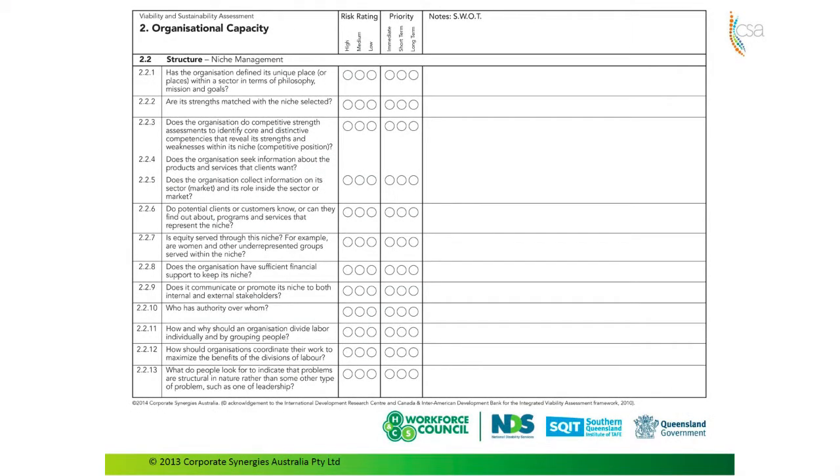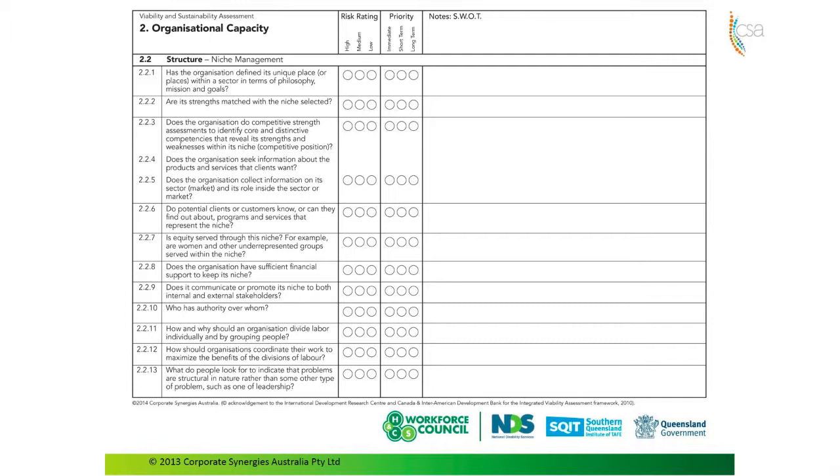Now let's look at another section of the model that proved very popular in the workshop sessions that I conducted around Queensland. If we can all turn to page 11 and have a look at 2.2 structure, niche management. If we now work through how the questions work together, it's important to note that the structure of all of the statements have been made as questions on purpose by the creators of the document, but CSA has then added in a risk rating and priority and some SWOT notes to make better use of the assessments.